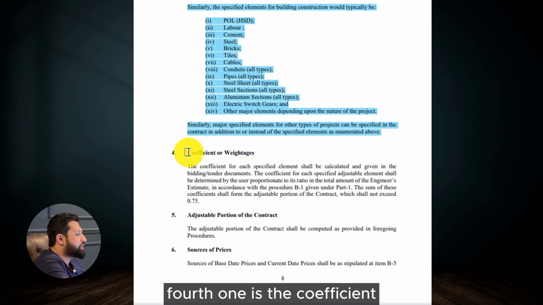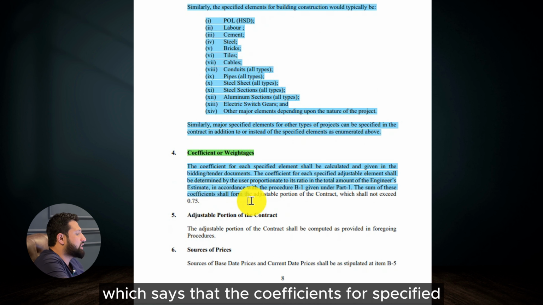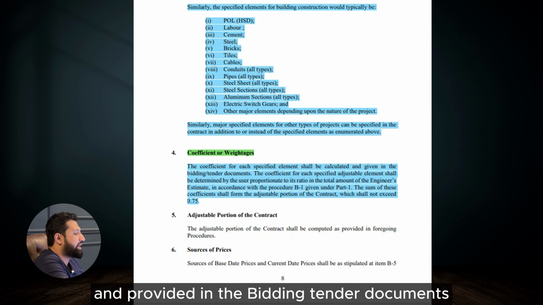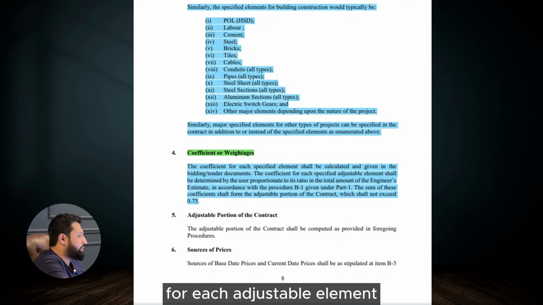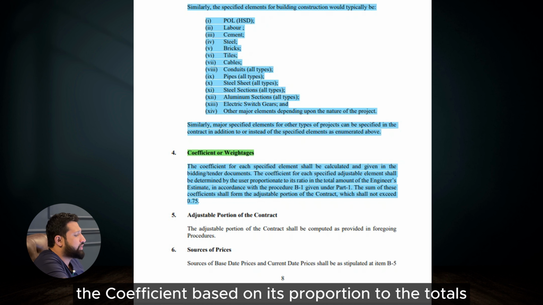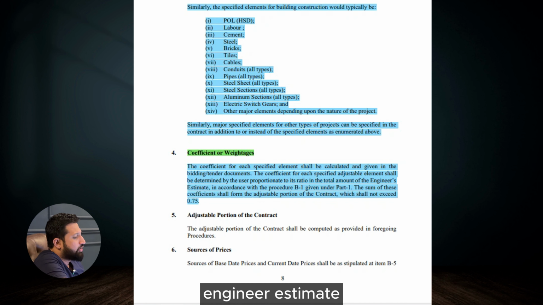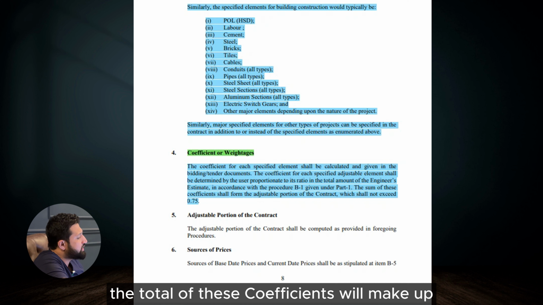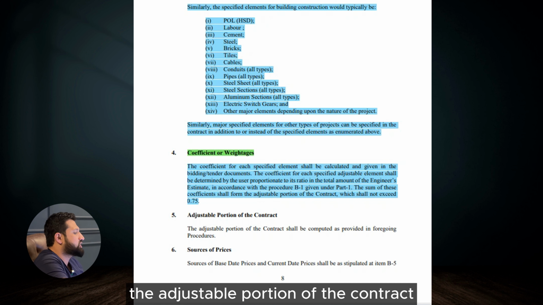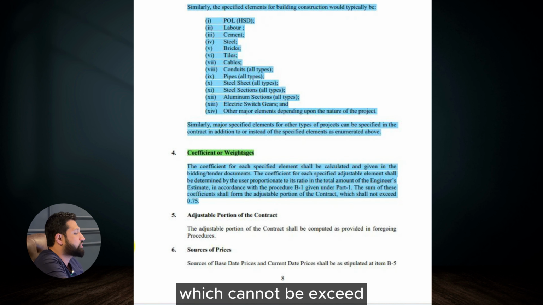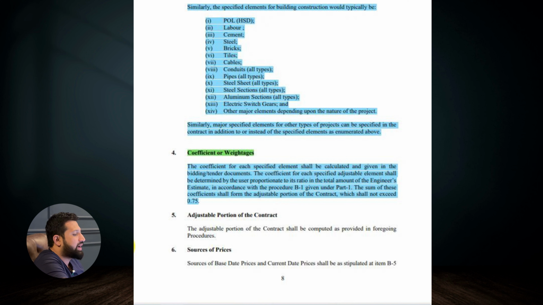Fourth one is the coefficient or weightages, which says that the coefficients for specified elements will be calculated and provided in the bidding tender documents. For each adjustable element, the user will determine the coefficient based on its proportion to the total engineer's estimate following the procedure B1 in part 1. The total of these coefficients will make up the adjustable portion of the contract, which cannot exceed 0.75.